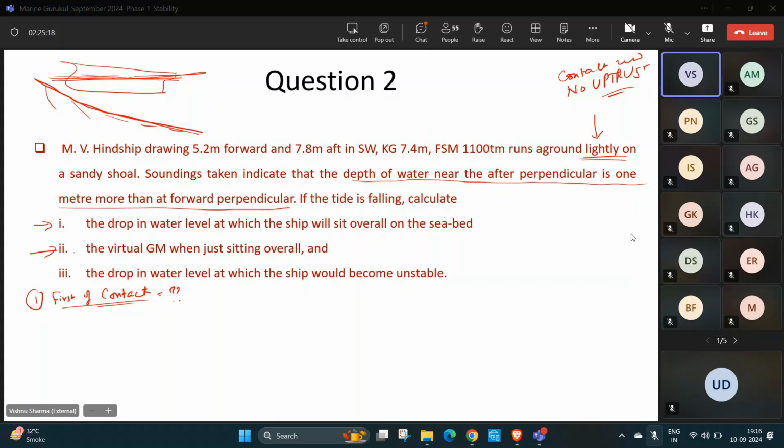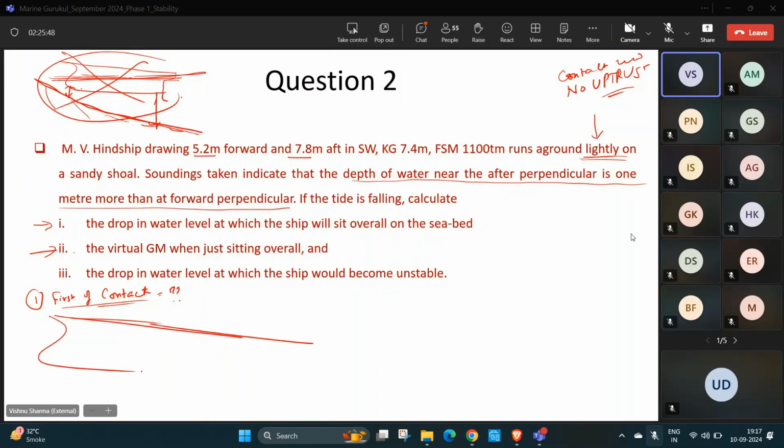Yes, sir. The best way to figure out is to see where the least under keel clearance is. In this question, the least under keel clearance is here. This under keel clearance is more. So obviously the bow will not be the first point of contact in this one. Let's make a diagram specific to this question. The vessel is trimmed how much? Vessel is trimmed 2.6 meters by stern.